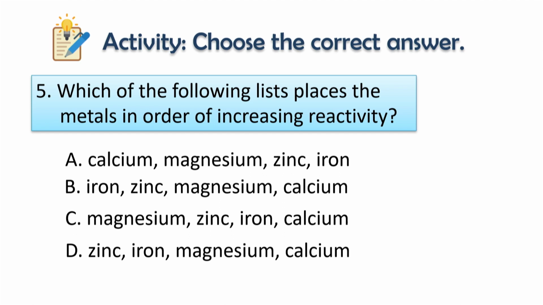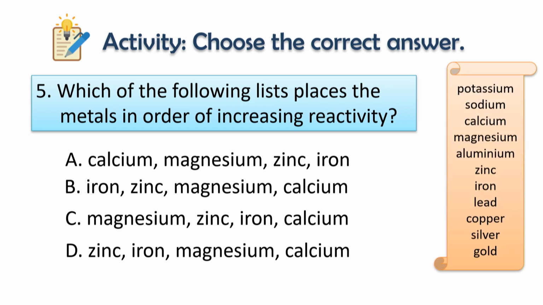Order of increasing reactivity means that we have to start from the least reactive and move on to the more reactive ones. Check the reactivity series to make sure you got it right. In this list, iron is the least reactive. Above it, we have zinc. Then, magnesium, and most reactive, we have calcium. Therefore, the answer is B.